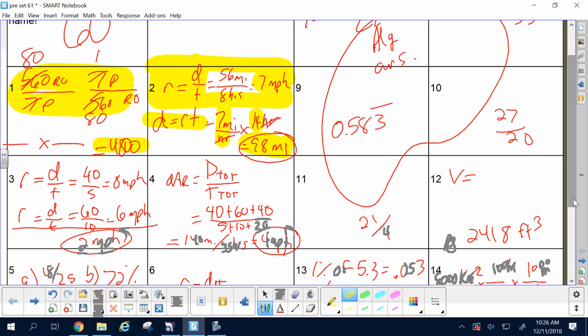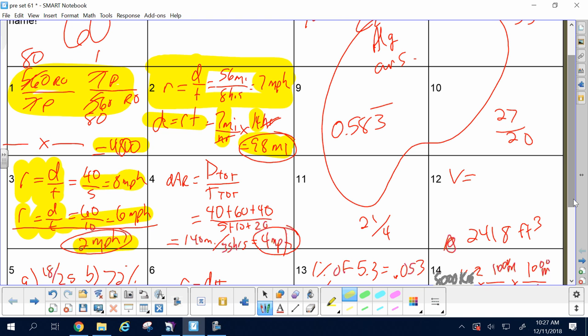Three, same deal, FSC. The first rate is distance over time, which is 8 miles per hour. The second rate is distance over time, that's 6 miles per hour. How much faster? Then the difference is 2 miles per hour. You needed FSC, and the difference.